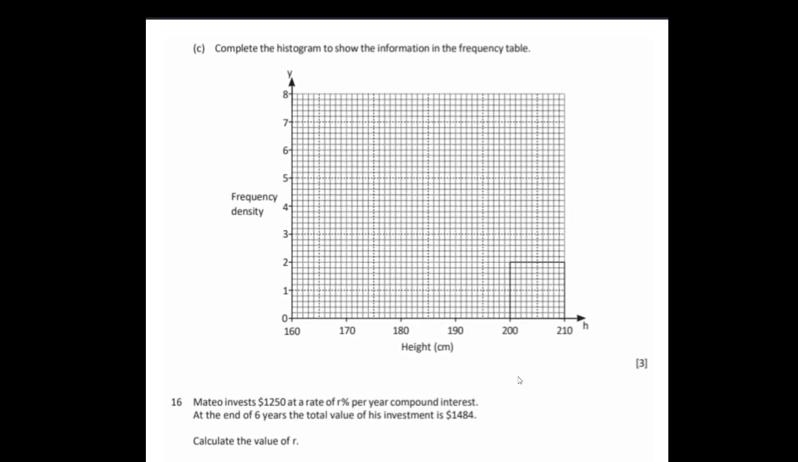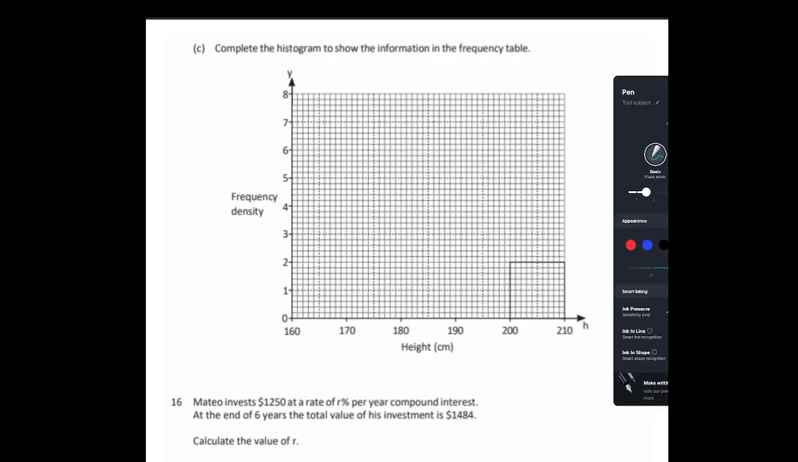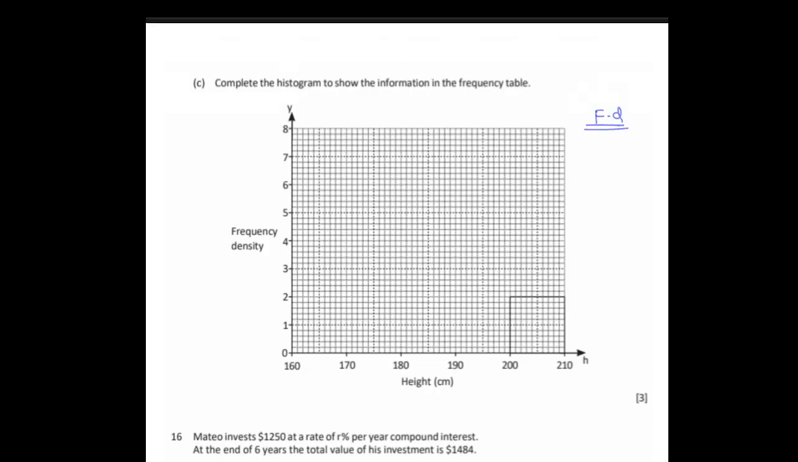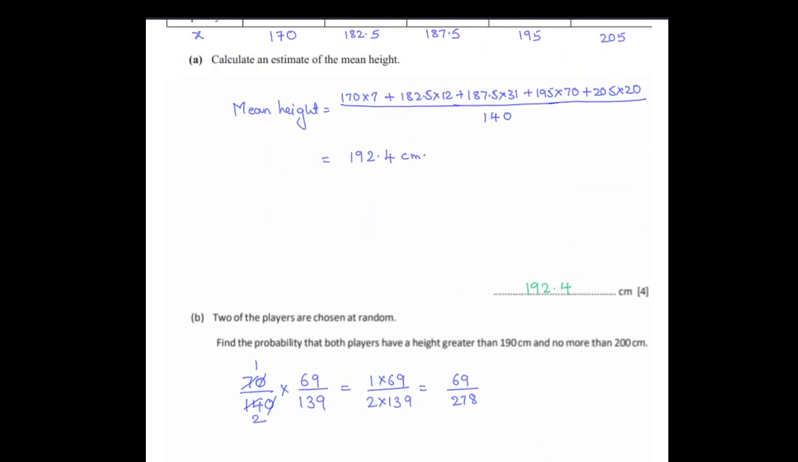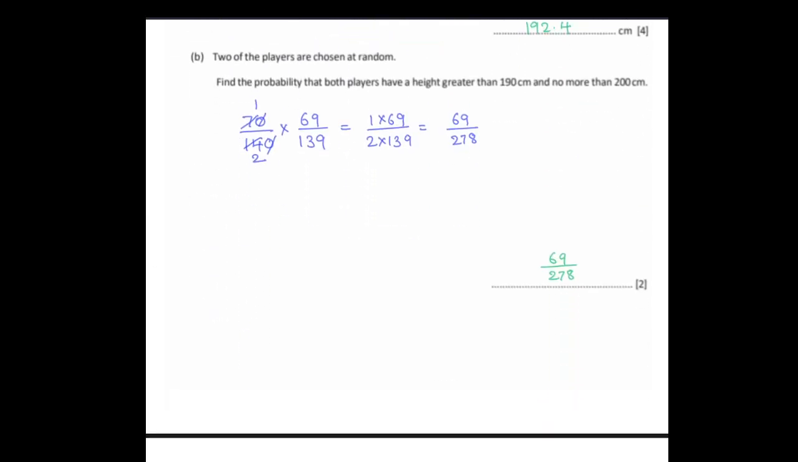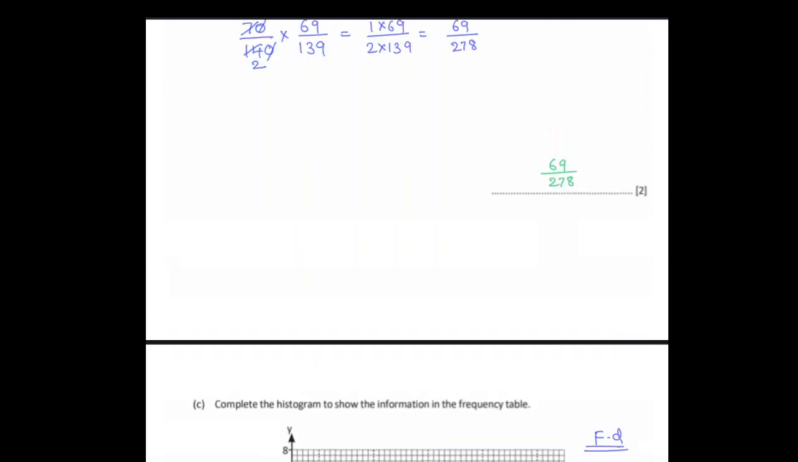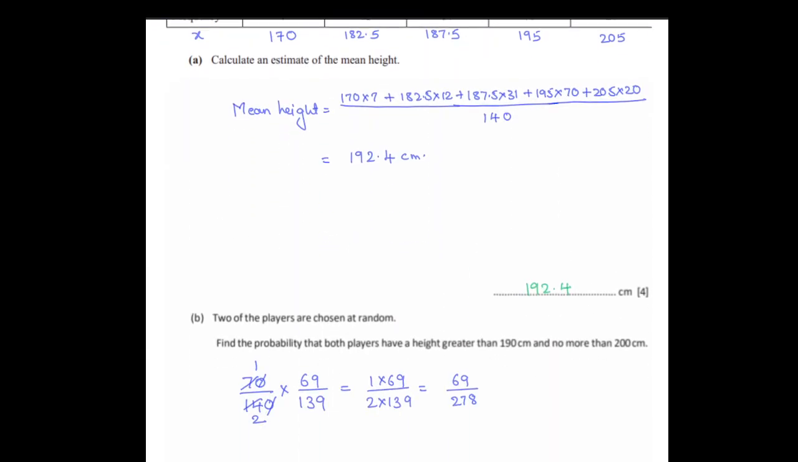Question C. Complete the histogram to show the information in the frequency table. So we need to draw the histogram here. For that we need frequency density, because the y-axis is frequency density and the x-axis is heights. So let us find out the frequency density for all the classes. First class, the frequency is 7. So frequency divided by the class size. 7 by, what is the class size here? 20.